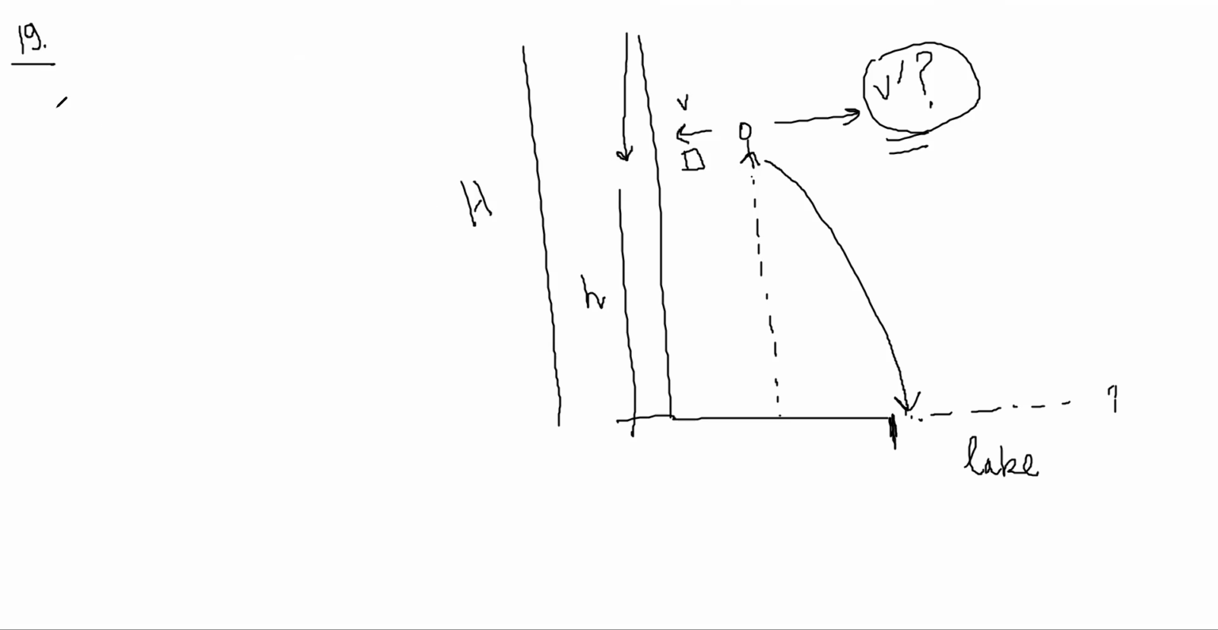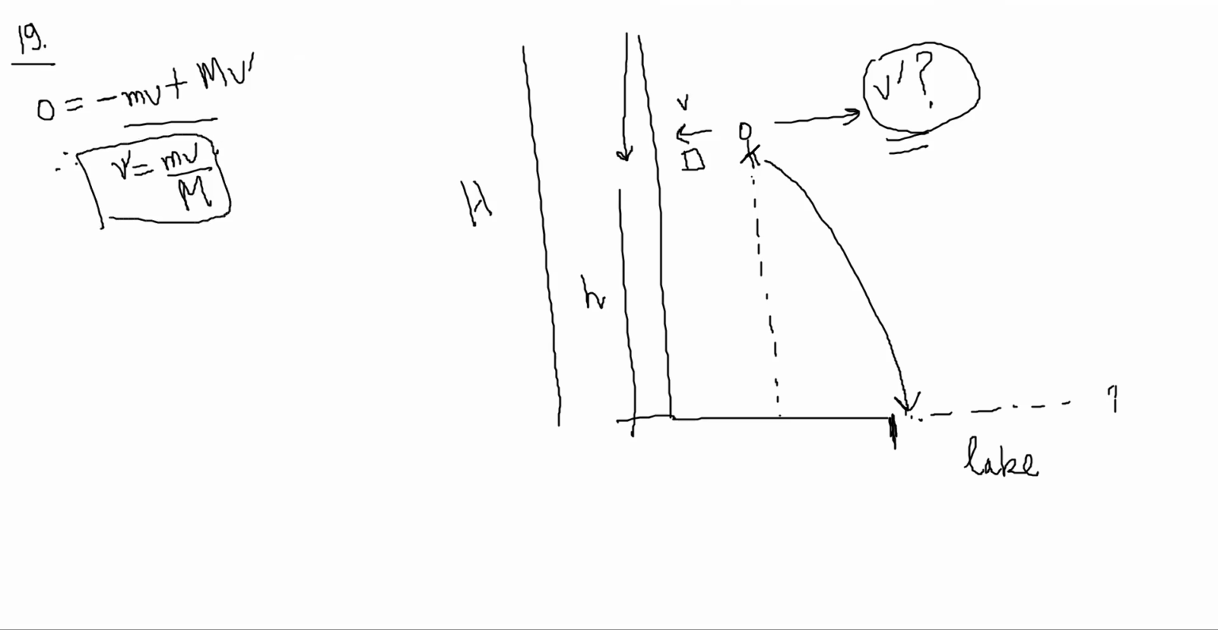So let's say total momentum before and after in the horizontal direction should be the same, right? Before, in the horizontal, it was 0, and now it is minus mv plus Mv dash. Therefore it should still be 0, so v dash is equal to mv by capital M. If he throws it at v, now we know his velocity is mv by capital M on this side. Now all you have to make sure is that he falls in the lake.